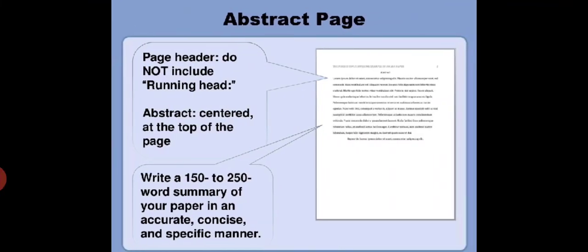Next is the abstract page. Page header. Do not include running head. Abstract would be centered at the top of the page. We would give the heading of abstract in the center on the top of the paragraph, that is the abstract paragraph.